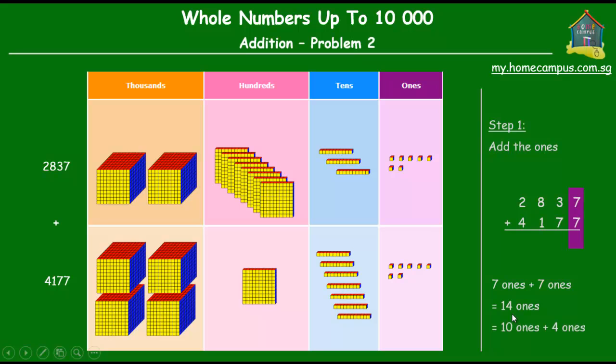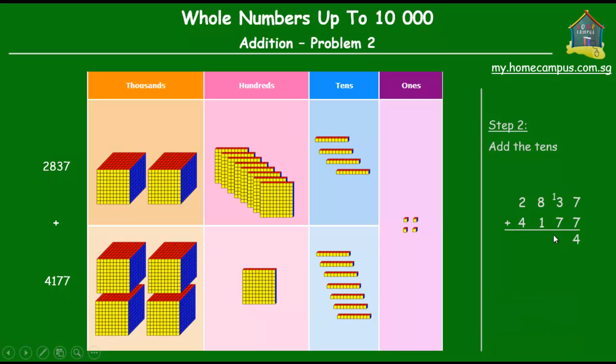We know that 14 ones is equal to 10 ones plus 4 ones. And we know that 10 ones make up 1 ten. So 10 ones plus 4 ones would be equal to 1 ten and 4 ones. So we take these 10 ones, regroup them into 1 ten, and we put that 1 ten in the tens column over here. And what we are left with is the 4 ones in the ones column. Okay. So we add the ones, and if we get the answer as equal to 10 or more than 10, then we regroup 10 ones and make them into 1 ten, and we carry that over to the tens column.